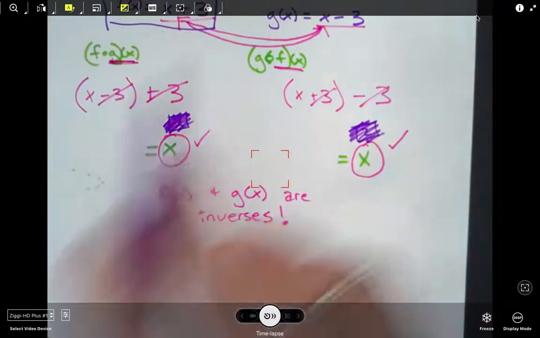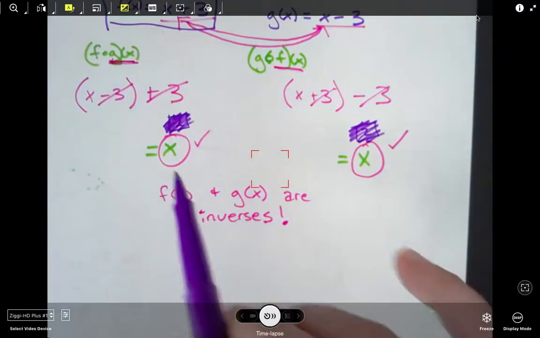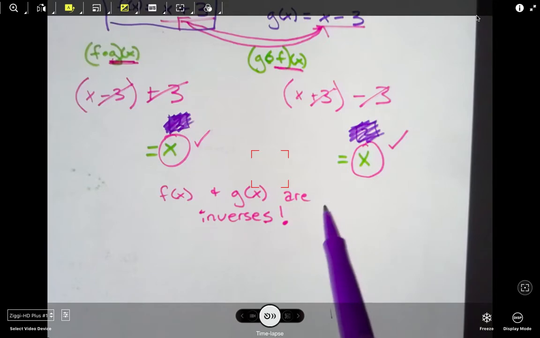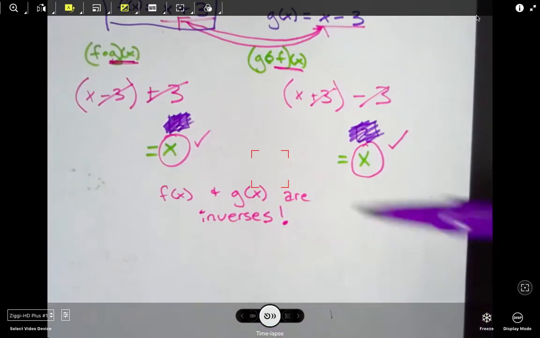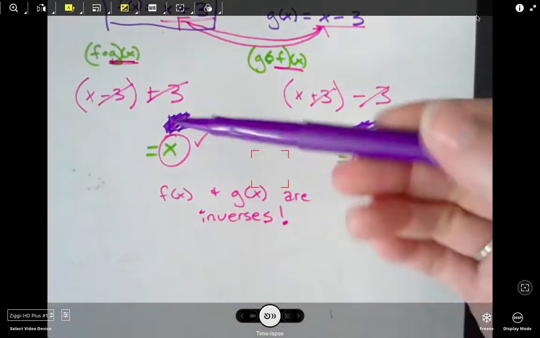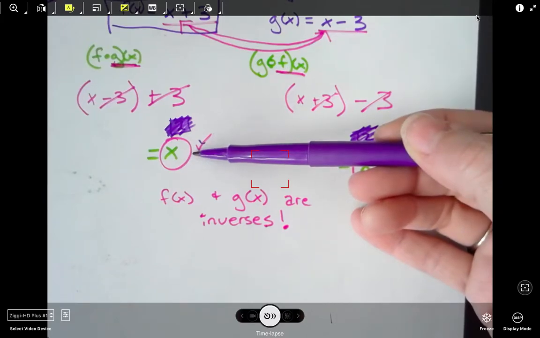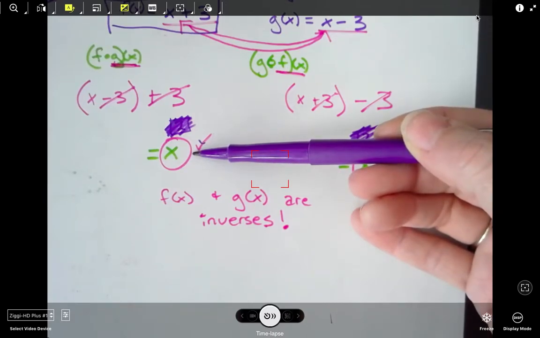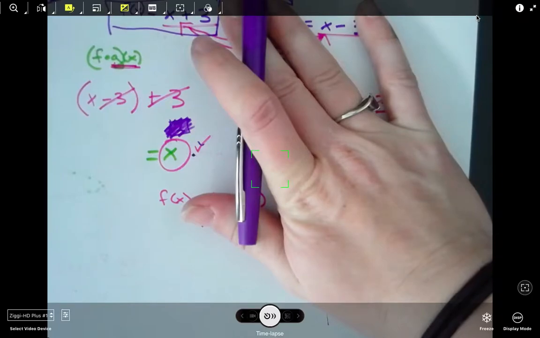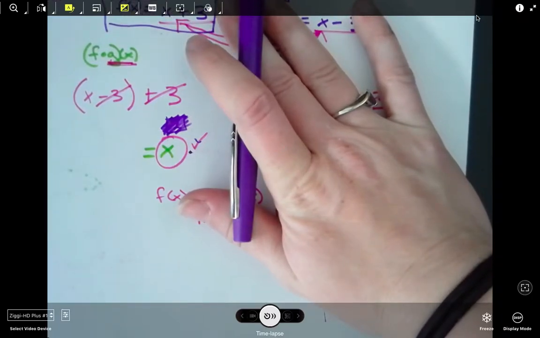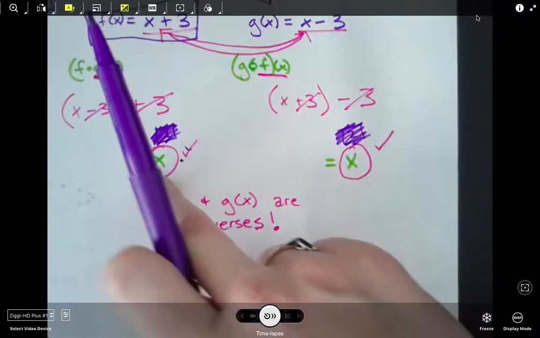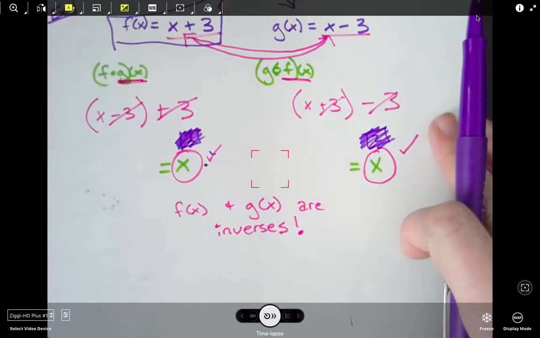But this is the rule that f composed of g of x should come out to be x, g composed of f of x should come out to be x. If both of them do, then they are inverses. If this one doesn't come out to be x, don't even check this one. Because if one of them fails, the whole thing's going to fail, right? Don't go to all that extra work. If this one fails, they're not inverses, right?